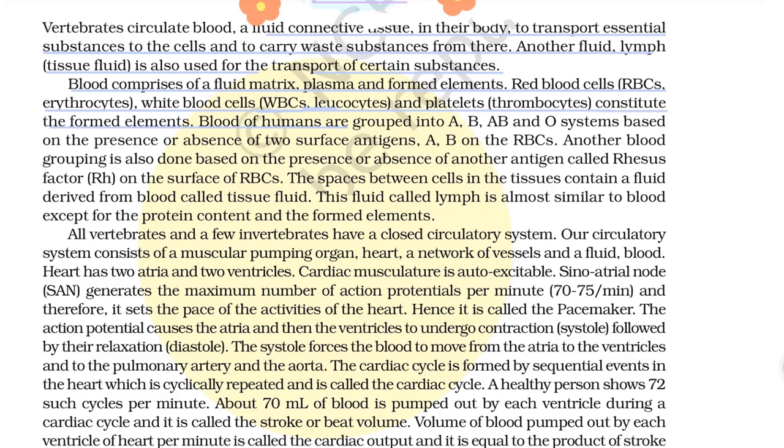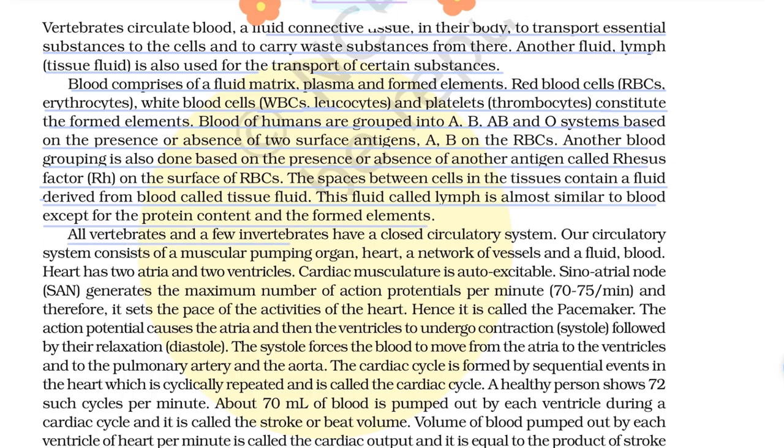constitute the formed elements. Blood of humans is grouped into the ABO system based on the presence or absence of two surface antigens, A and B, on the RBCs. Another blood grouping is also done based on the presence or absence of another antigen called rhesus factor, Rh, on the surface of RBCs. The spaces between cells in the tissues contain a fluid derived from blood called tissue fluid. This fluid, called lymph, is almost similar to blood except for the protein content and the formed elements.